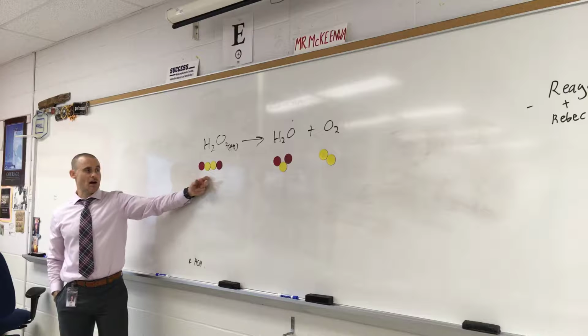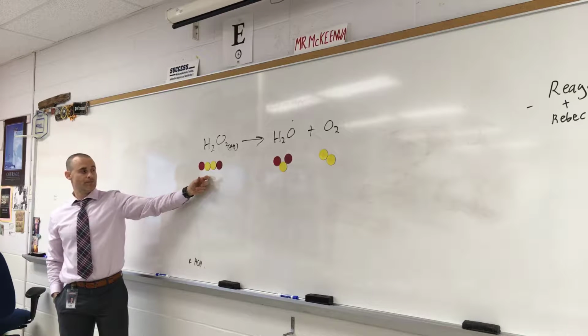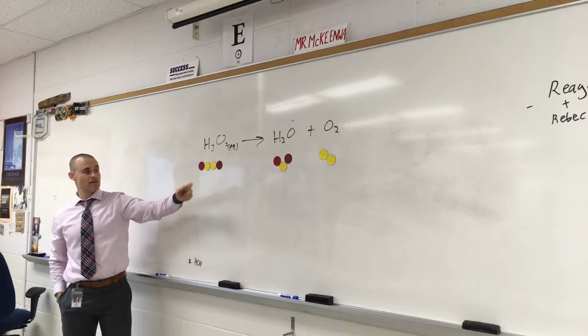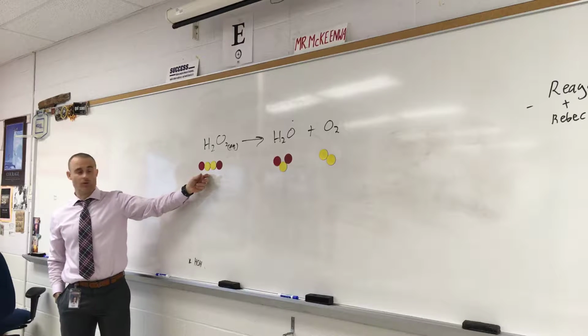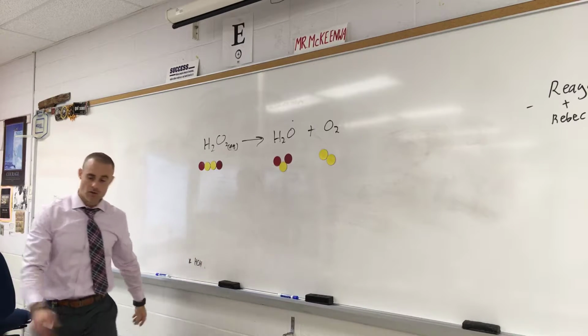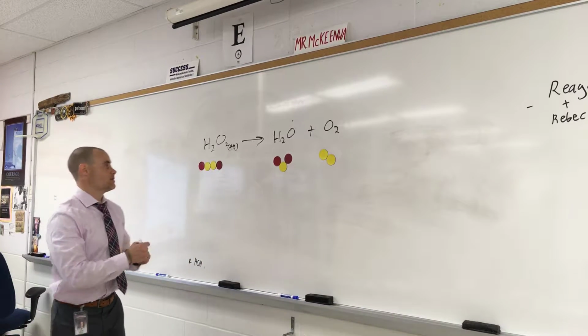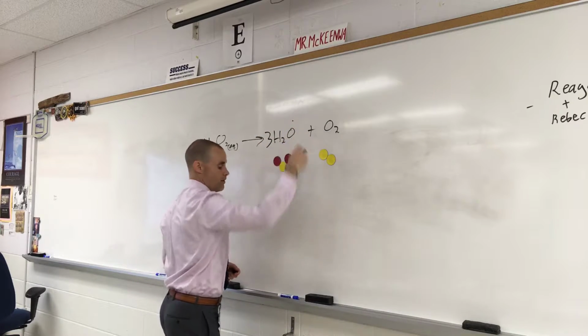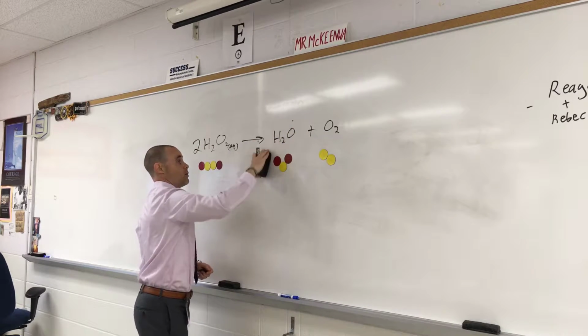How many red do I have here? 2. How many over there? Red's balanced. How many yellow? 2. How many yellow? 3. Not balanced. So what we're going to do is we're going to use coefficients. So we're going to put like a big 2 here, or a big 3 here, or a big 4 there. I'm just showing you as an example.